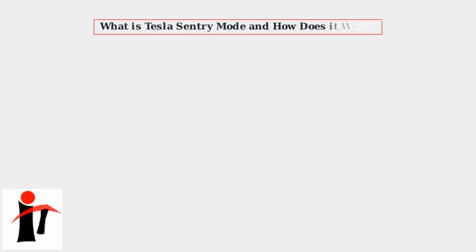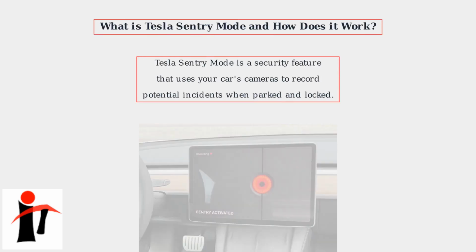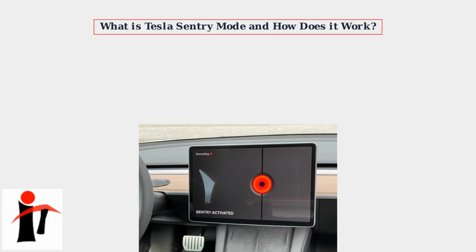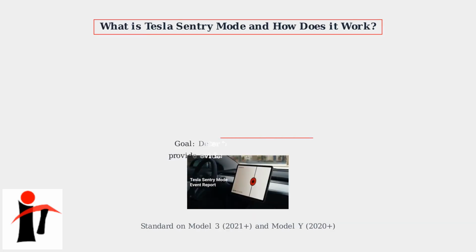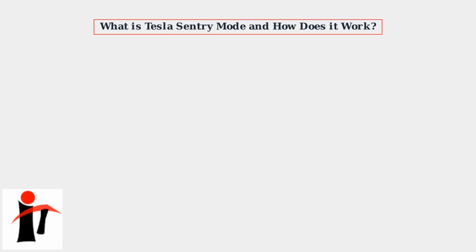Tesla Sentry mode is a security feature that uses your car's cameras to record potential incidents when it's parked and locked. When activated, it monitors the surroundings for movement, loud noises, or proximity threats. If something is detected, Sentry mode records video clips of the event. This feature is now standard on most Model 3 2021 Plus and Model Y 2020 Plus vehicles. The goal is to deter theft and vandalism and provide evidence if an incident occurs.